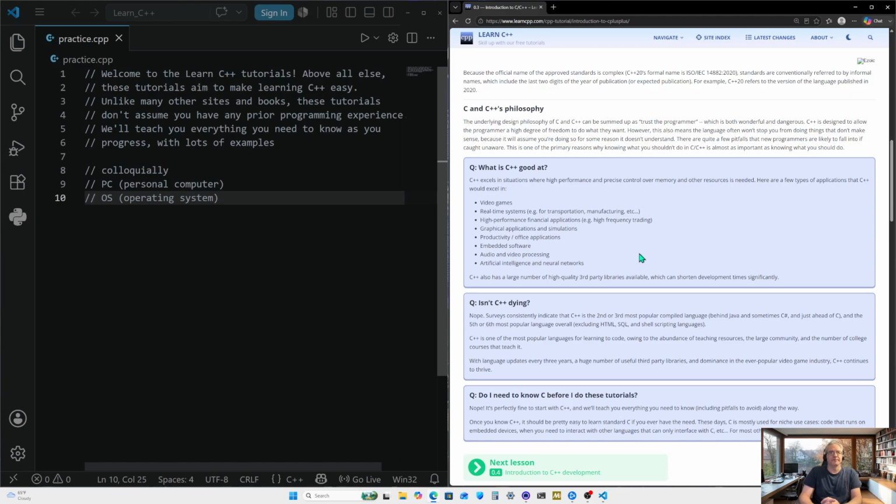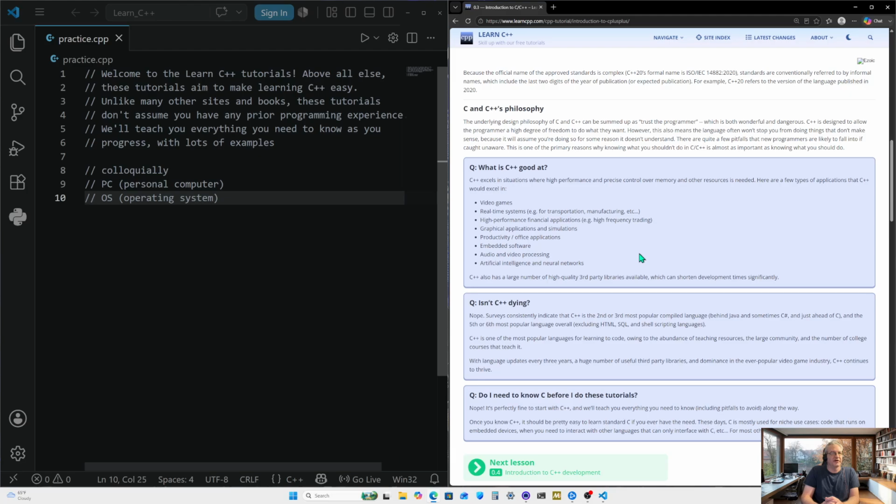Anyways, moving on. So we got a question here. What is C++ good at? C++ excels in situations where high performance and precision control over memory and other resources is needed. Here are a few types of applications that C++ would excel in.